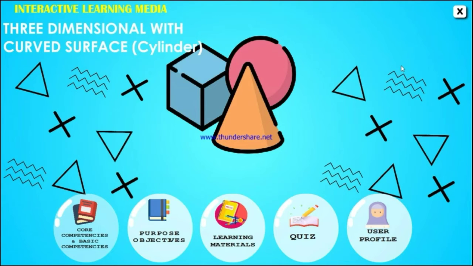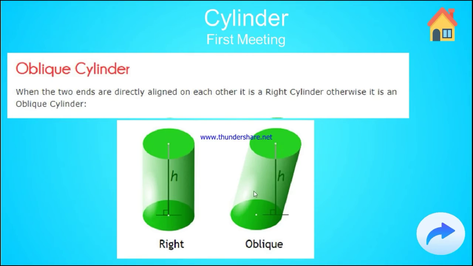Okay, next is learning materials. Two cylinder. When the two ends are directly aligned on each other, it is a right cylinder, otherwise it is an oblique cylinder. There is the picture of oblique cylinder.